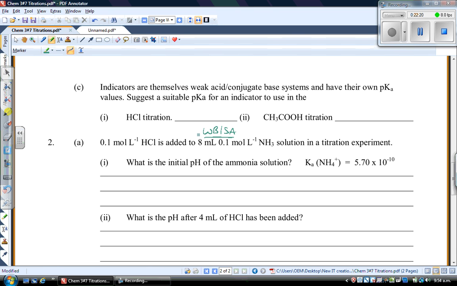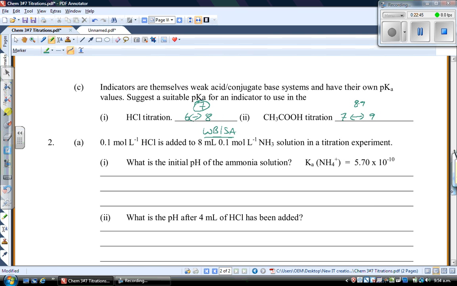Indicators are themselves weak acid conjugate base systems and have their own pKa values. Suggest a suitable pKa for an indicator to use in the HCl titration. Well, the equivalence pH was 7, so if you use something from 6 to 8, that'll cover that. And then for the weak acid situation, the pKa was 8.9, so if you use something from 7 to 9, that would cover that, suitable indicators.